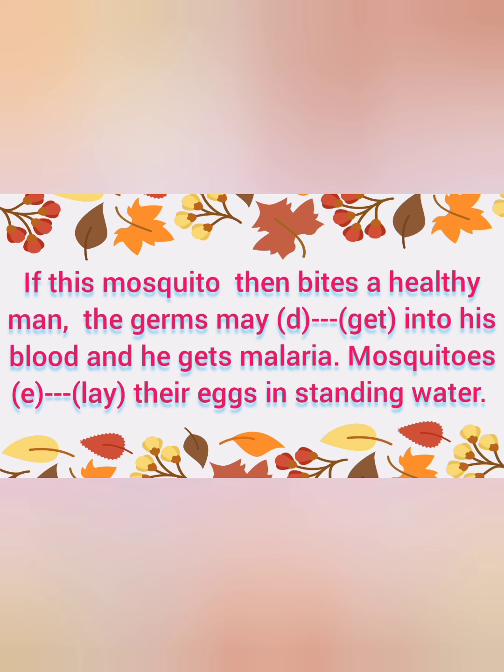Then the second sentence, mosquitoes lay their eggs in standing water. Here mosquitoes is third person plural number and the verb is lay. After third person plural number we use only the base form of the verb. That's why the answer is lay. So the full sentence is, mosquitoes lay their eggs in standing water.